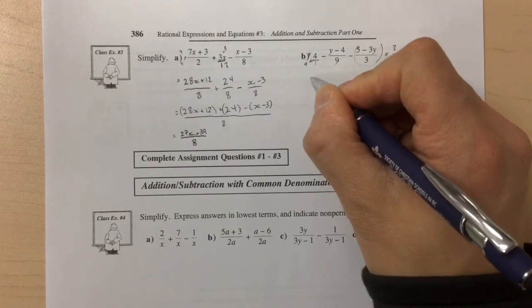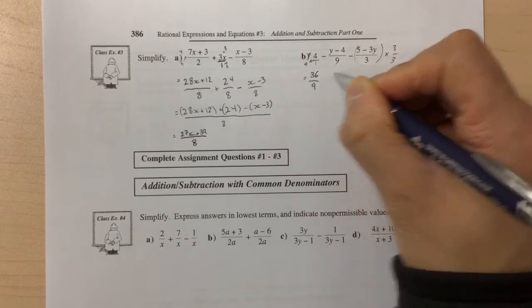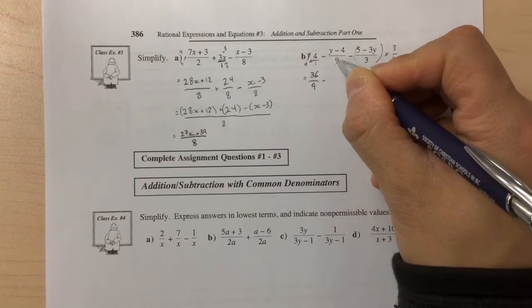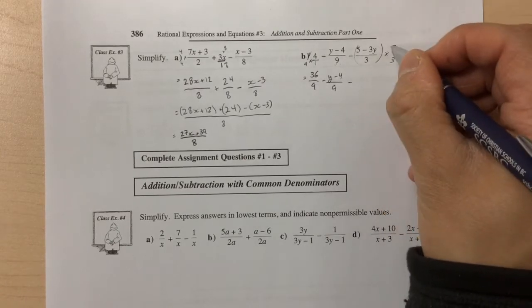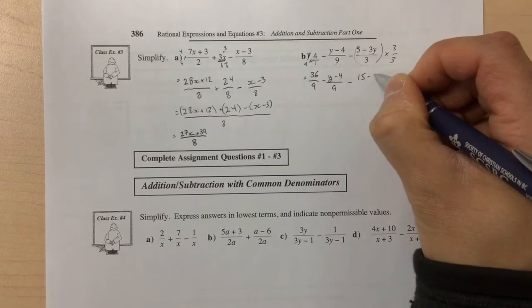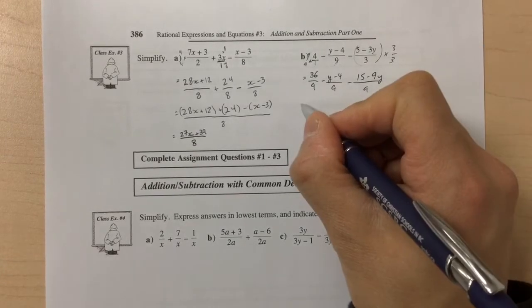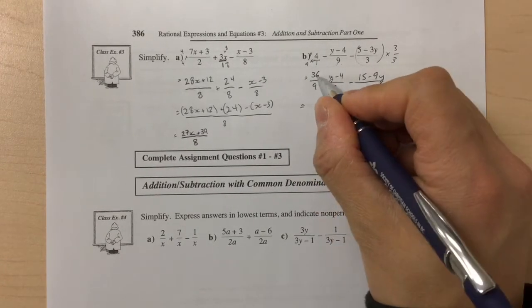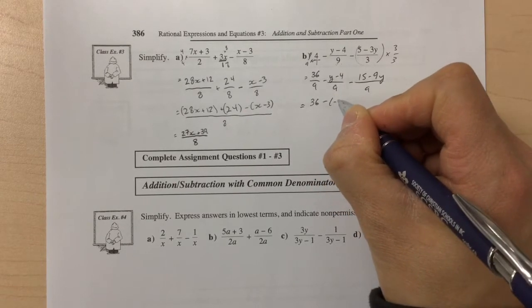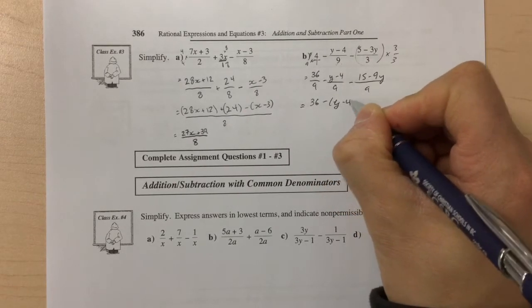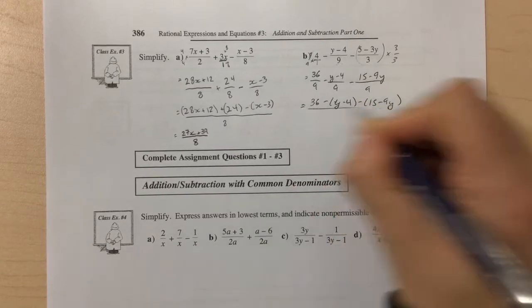common denominator of 9. So this is going to leave me with 36 over 9, subtract (y minus 4) over 9, subtract (15 minus 9y) over 9. And at this point, I can combine everything up top. So (36 minus (y minus 4) minus (15 minus 9y)) over 9.